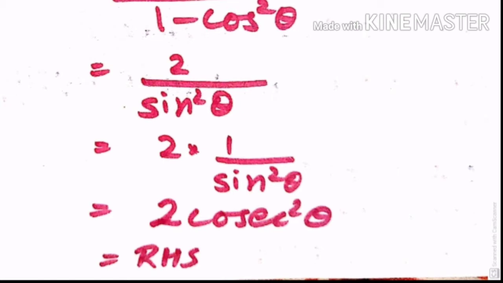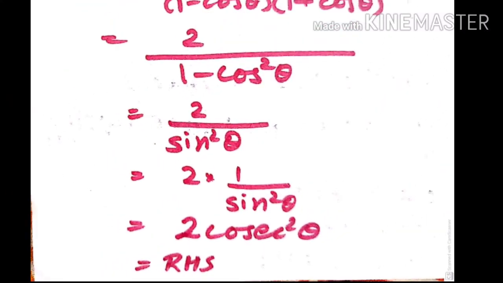From that 1 minus cos square, I have written sin square theta. So 2 upon sin square theta. Now the 2 I have taken separately as 2 into 1 upon sin square theta. So 1 upon sin square theta is nothing but cosec square theta, that we all know as our reciprocal relation: 1 by sine is cosec. So 2 cosec square theta is equal to the right hand side, which completes our question number 23.